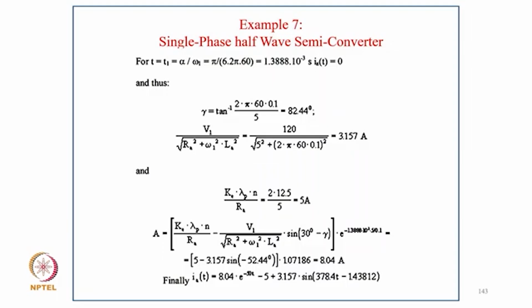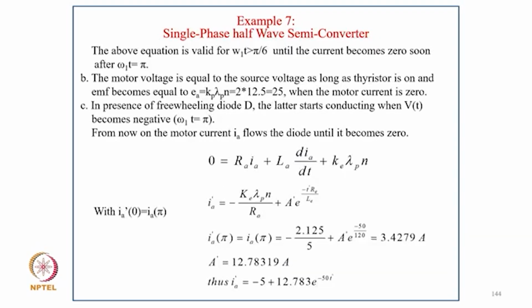So gamma comes tan inverse 82.44 ampere, and the current corresponding to this becomes 3.157 ampere, and K lambda P n upon R equal to 2.15 divided by 5, that is typically 5 ampere, and A, putting the value, comes to 8.4 ampere, and finally I equal to 804 e to the power minus 50t minus 5 plus 3.157 sin of 378t minus 1.43281.